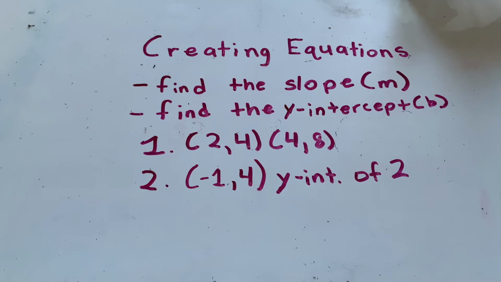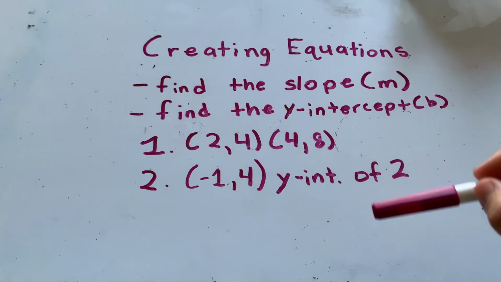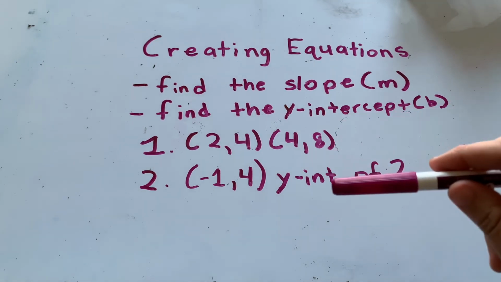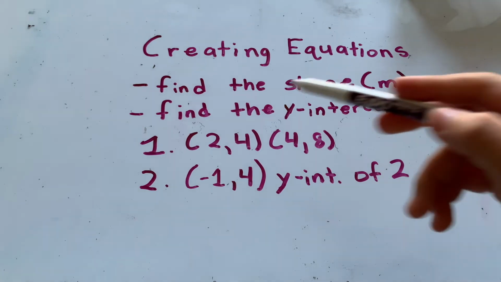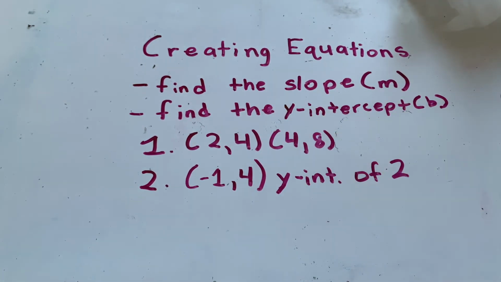For creating equations, you need to find two things, which is the slope and the y-intercept. So I'm going to be doing these two examples below to help you figure that out. So for number 1, we don't have the slope or the y-intercept. So we have to find the slope first.